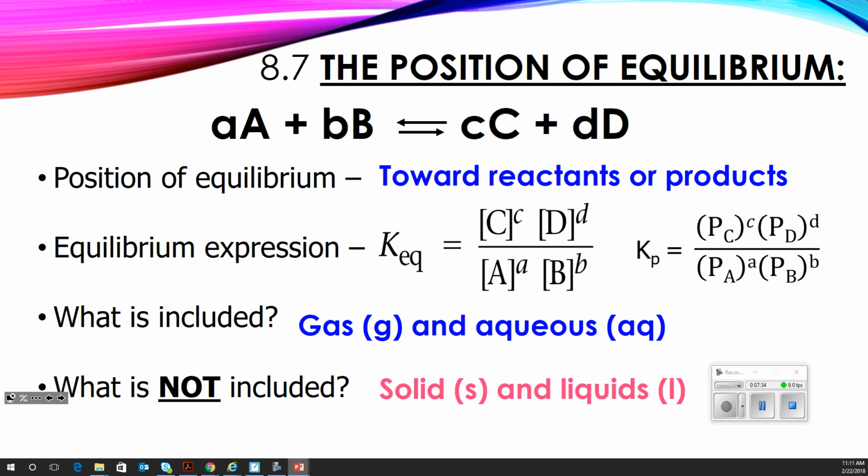The bracket that you see in the KEQ means molarity. So anytime you see a bracket around something, it basically means the molarity of it. And so I'm going to take the molarity of C to the C power, whatever the coefficient of C was. If it's a 1, great, it's a 1. If it's something else, then I'll put that there.